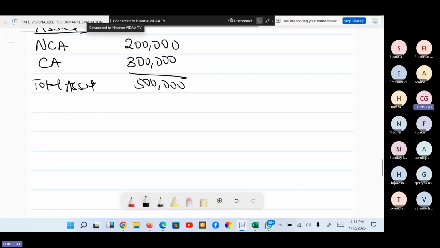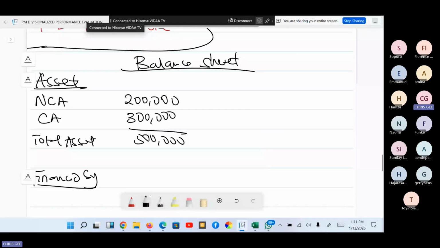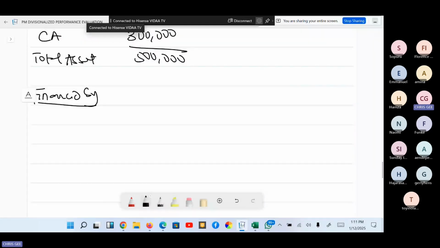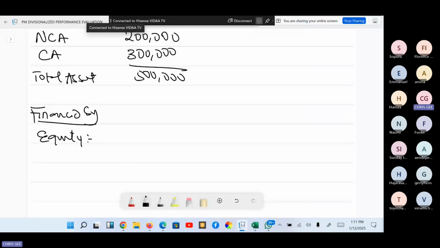Then you have a part that is called the finance buy. Finance buy simply means: how are you getting money to do this business? The first part of the finance buy is the equity. Equity simply means contributions of owners of the business, people that are investing, that are bringing money to invest, right?